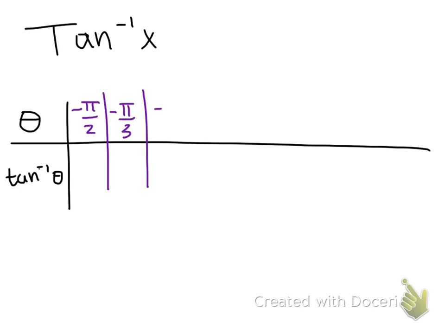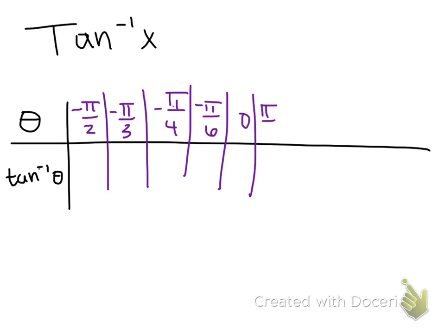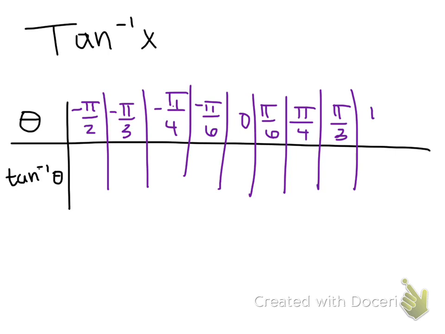So negative pi over 4, then negative pi over 6, 0, and then we go in the positive direction. So positive pi over 6, positive pi over 4, pi over 3, and pi over 2.